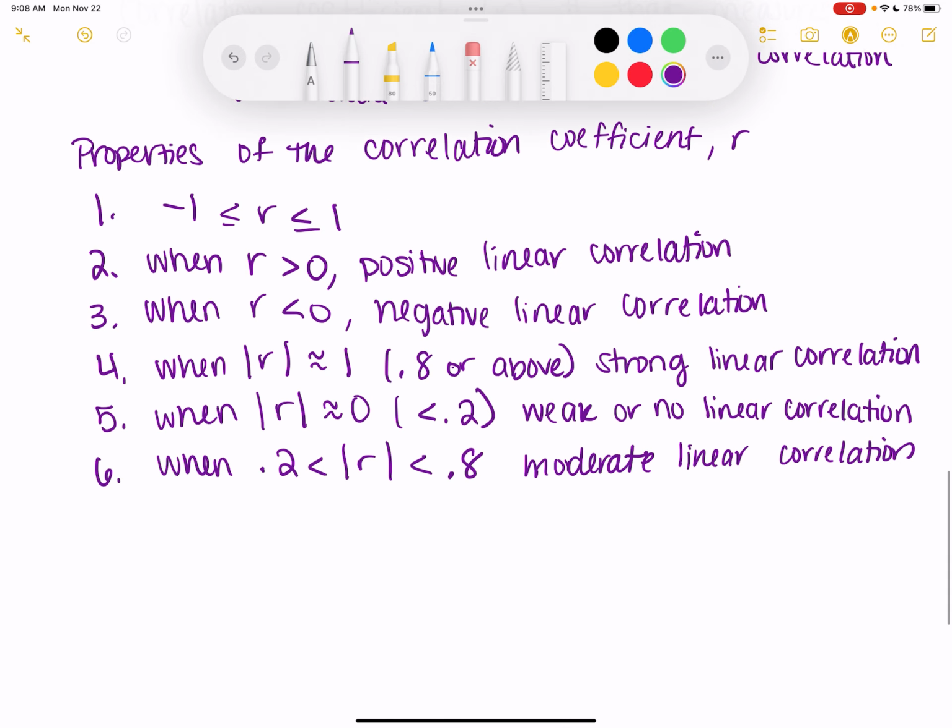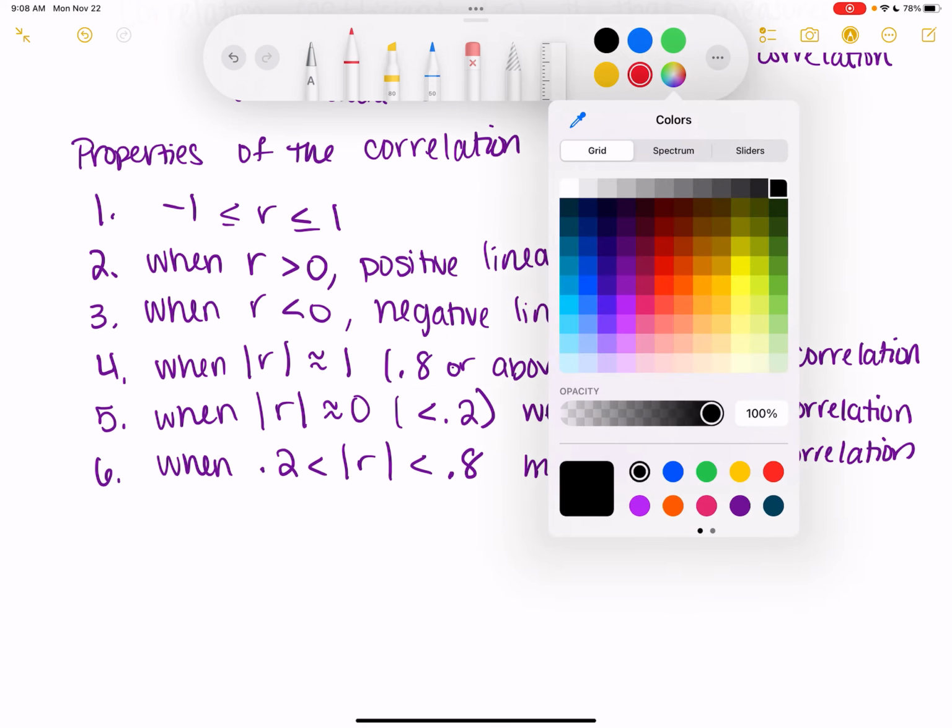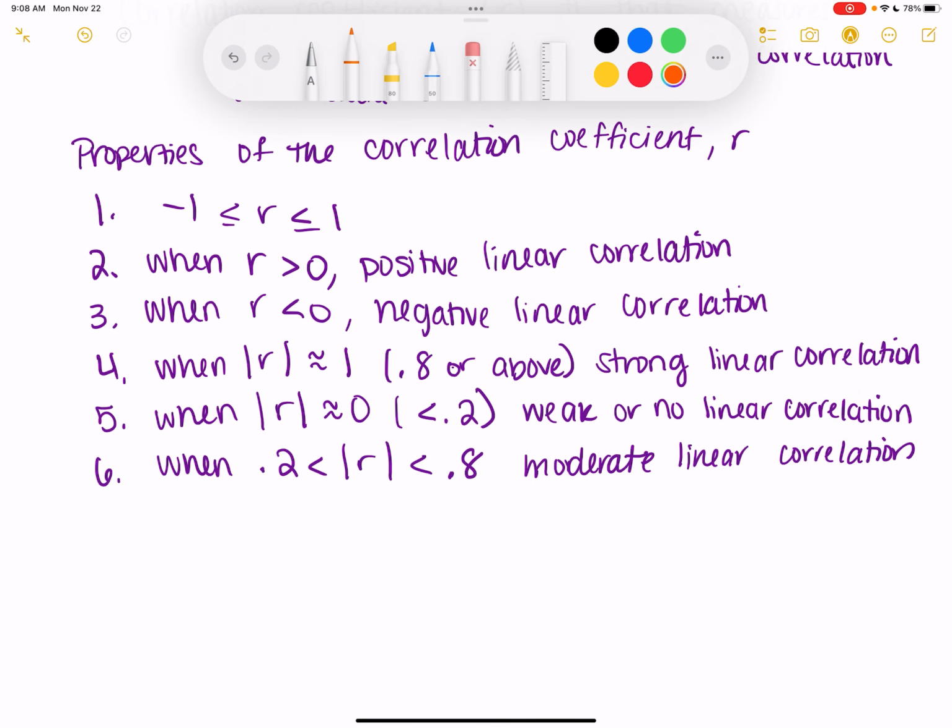Oh, it's correlation. I guess I left my notebook at home when I was studying. And yes, so is that like in parentheses 0.8 or above? Yeah. Okay.